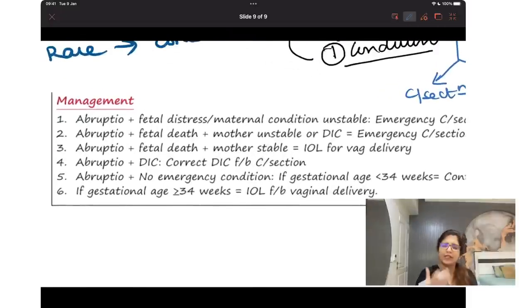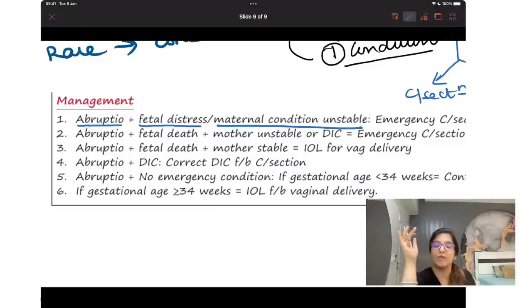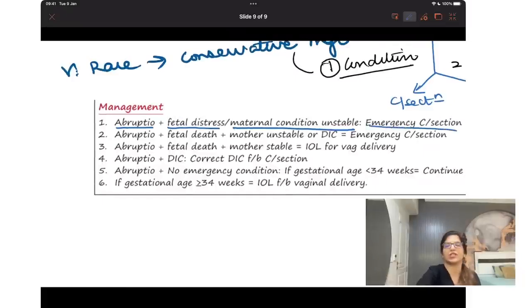Suppose आपको question दिया, and these things you will be able to answer yourself. आपको question दिया है कि patient को abruptio है and fetal distress है या मदर की condition unstable है. Now, as I told you, abruptio में always go for active management. Now, tell me, fetal distress हो रहा है या मदर की condition unstable है, are you going to go for vaginal delivery या cesarean section? ज़्यादा quick क्या है? Cesarean section, right? So, you are going to say that my next step will be emergency cesarean section, right?